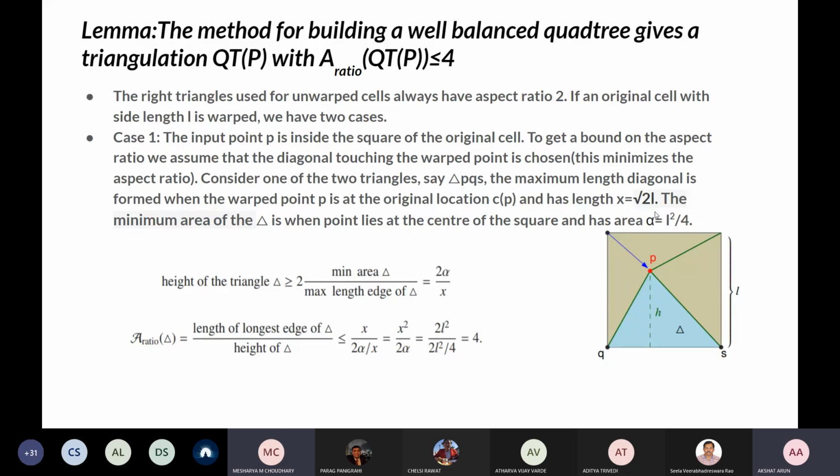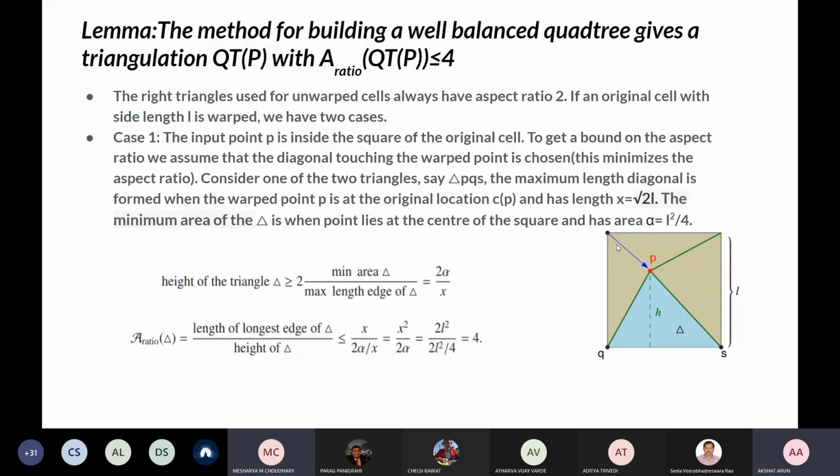So we look at the following lemma. The method for building a well-balanced quad tree gives a triangulation QT of P with aspect ratio less than or equal to 4. The right triangles which were used for unwarped cells always had aspect ratio 2. If an original cell with side length L is warped, we have two cases. The first case is when the input point P lies inside the square of the original cell. To get a bound on the aspect ratio, we assume that the diagonal touching the warped point is chosen. This is done in order to minimize the aspect ratio.